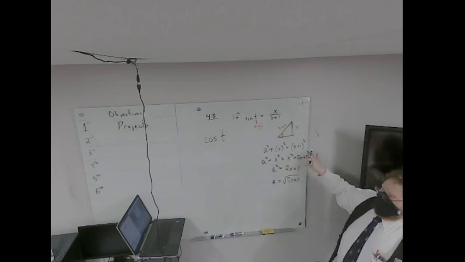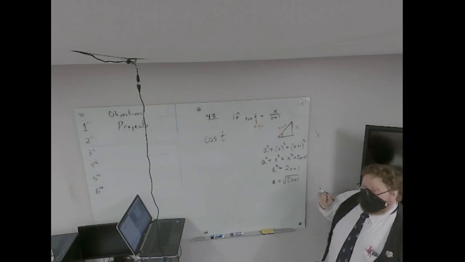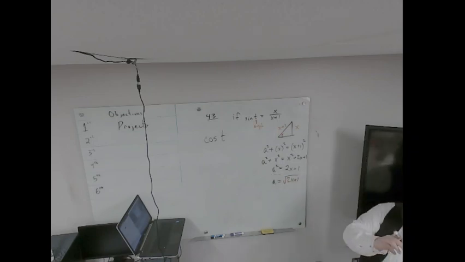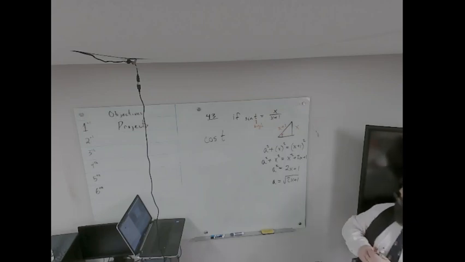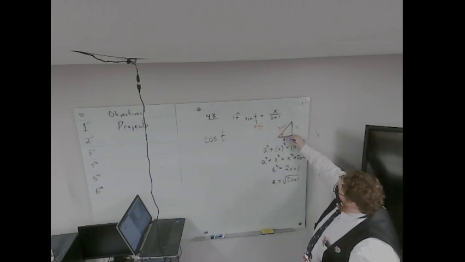X squared is x squared. As Brian pointed out, x plus 1 squared is x squared plus 2x plus 1 using FOIL. Subtract x squared over, take a square root. I now have the missing side a as the square root of 2x plus 1.